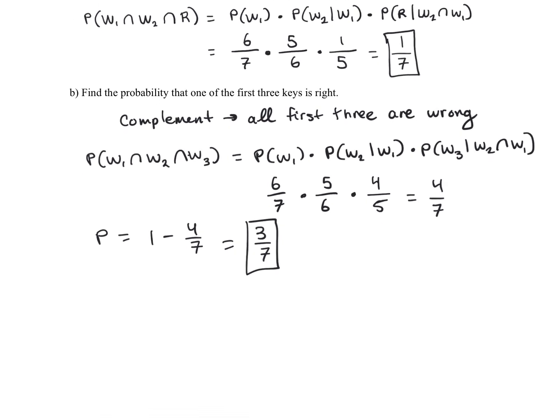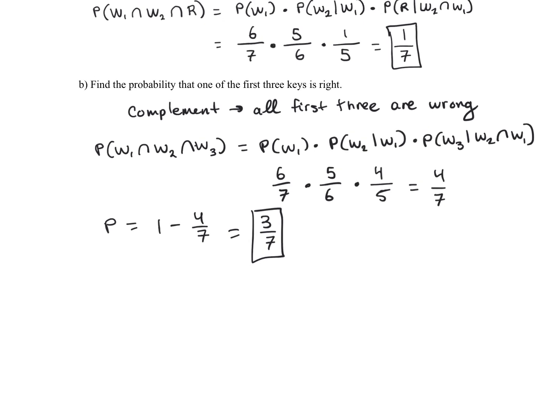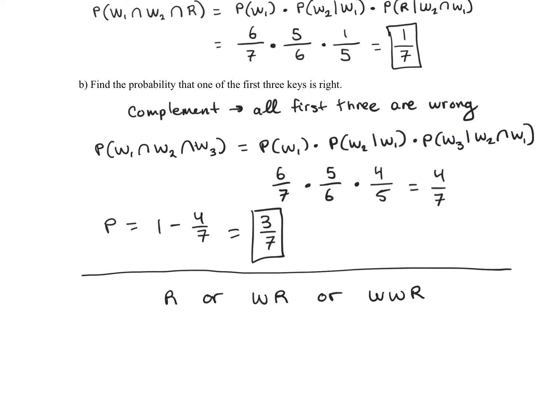So another way we could have approached this problem is kind of looking at each individual outcome separately, so saying this or this or this. If we're finding the probability that one of the first 3 keys is right, there's really 3 things that could have happened. It could have been right on the first pick, or it could have been wrong then right, or it could have been wrong, wrong, then right. So if it's this, or this, or this, we would find these 3 individual probabilities and add them up. Because remember, if we have something, or means add.